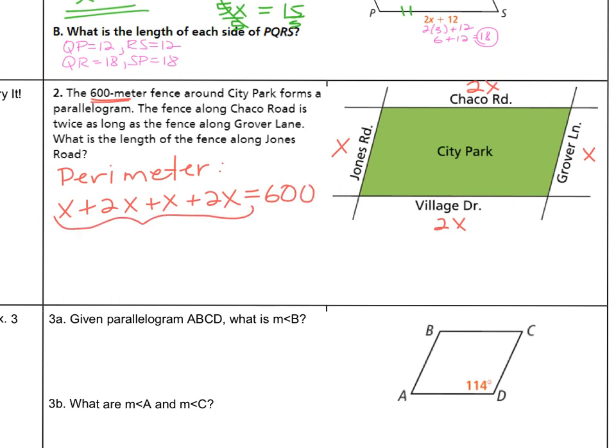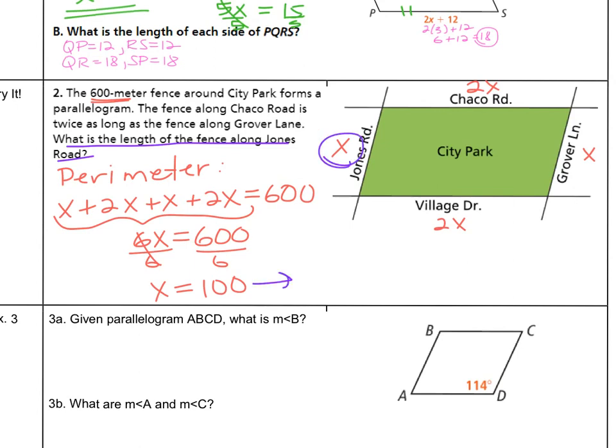If we combine all of the x's on the left-hand side, 1x plus 2x plus another x plus another 2x is 6x total. If we divide both sides by 6 to get x by itself, 6 goes into 600 exactly 100 times. Now, we're ultimately asked to find this question. What is the length of the fence along Jonas Road? So we really just want that one answer. And the nice thing is Jonas Road is x, so it's the same answer that we got. But we want to be specific and label it correctly, and the label is in meters. Therefore, our answer is 100 meters.